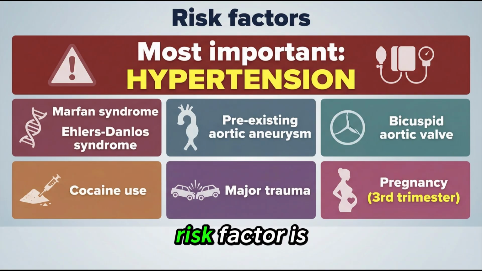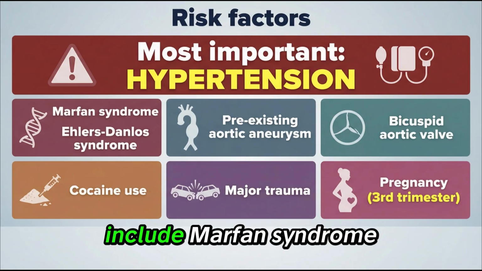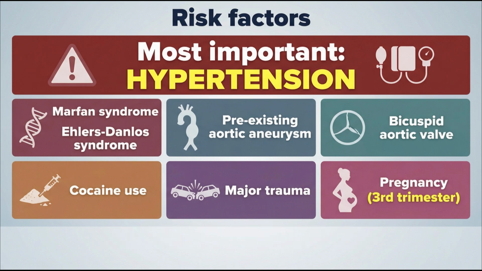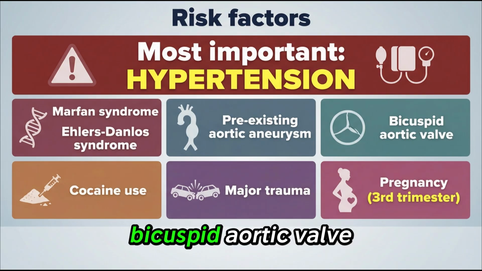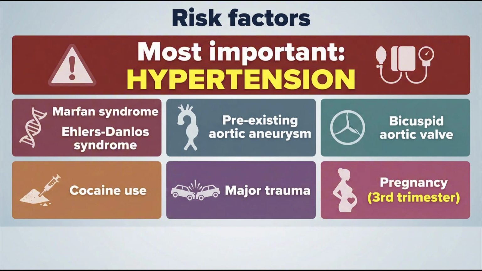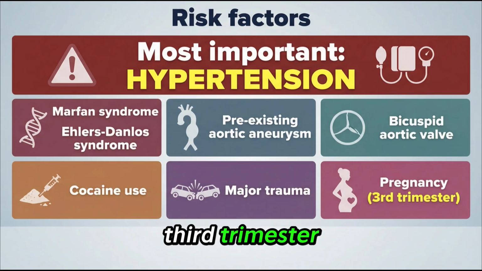The most important risk factor is hypertension. Other major associations include Marfan syndrome and Ehlers-Danlos syndrome, pre-existing aortic aneurysm, bicuspid aortic valve, cocaine use, major trauma and pregnancy, particularly in the third trimester.